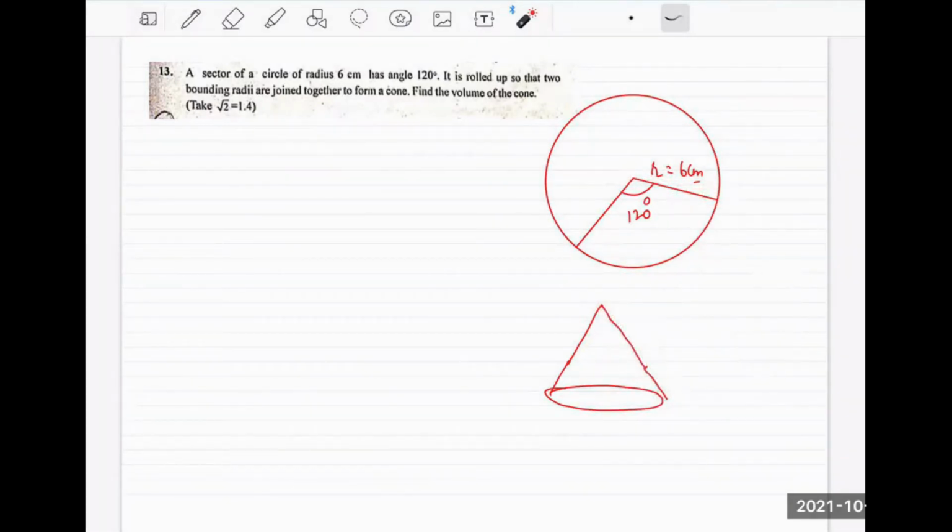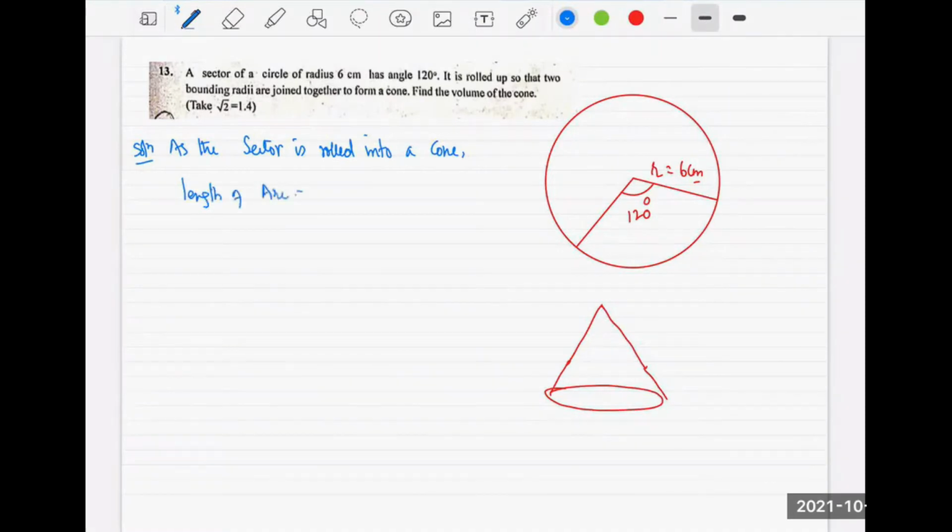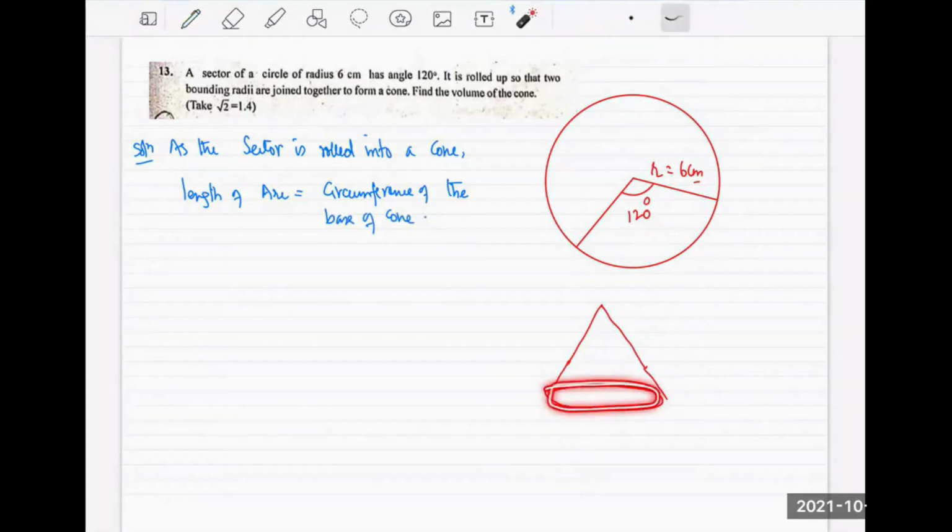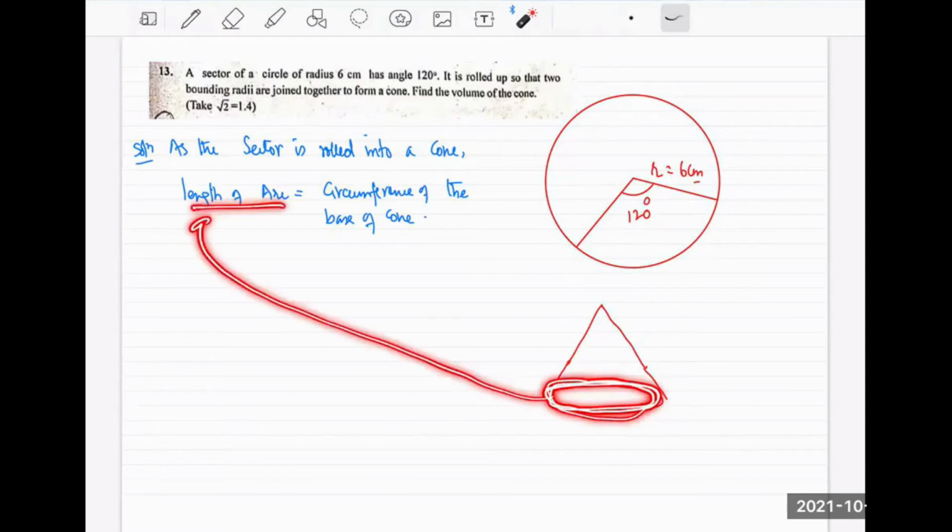Okay, the easier way will be this one. This length of arc is equal to this circumference part right here, because this portion is rolled and made into a circular shape. So you can say the sector is rolled into a cone. Length of arc is equal to the circumference of the base of the cone. This is called the base of the cone. The base of the cone is a circular shape, and its circumference will be equal to the length of arc, this portion.